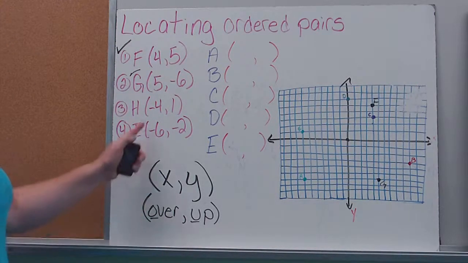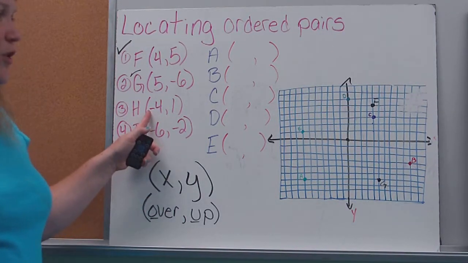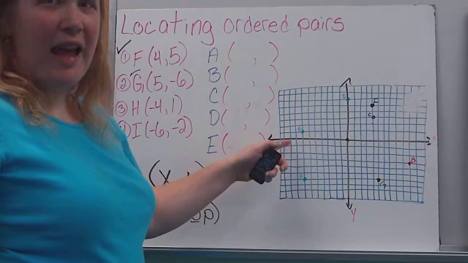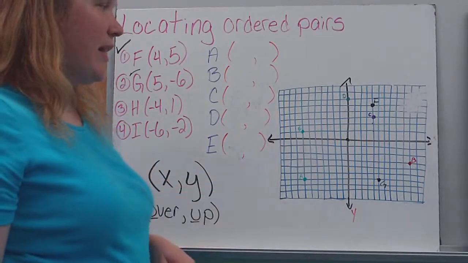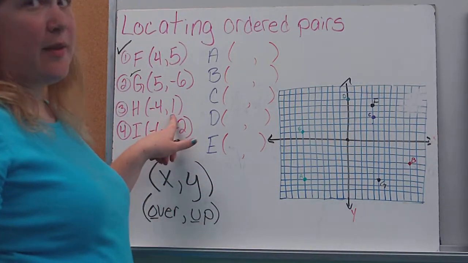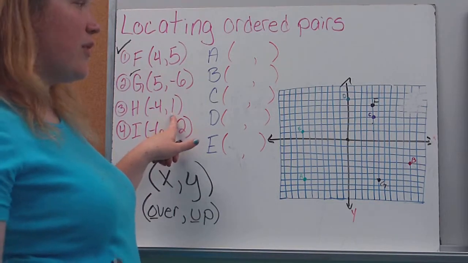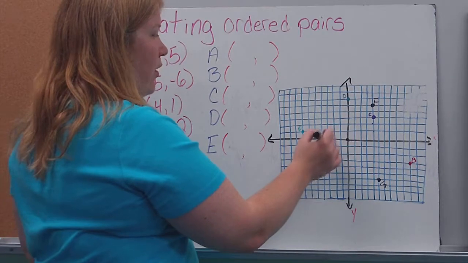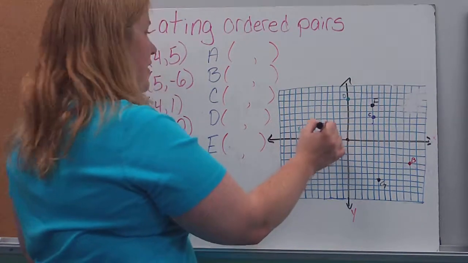All right, point H tells me to go over negative 4 spaces. So this means now instead of going to the right, I need to go to the left because this is my number line. My negative numbers are this way. I'm going negative 4 over, but then it's a positive 1 for my y value, so that means I'm going to go up. 1, 2, 3, 4, up 1. This is point H.